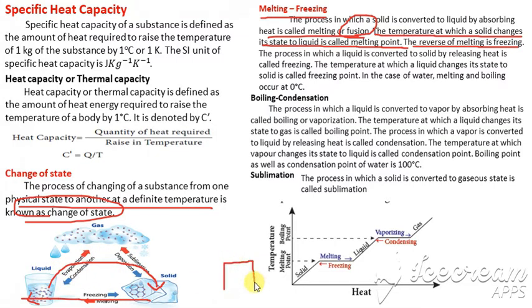So liquid converting into solid, we know when you keep any water in the freezer, it becomes ice cubes, is it not? That is called freezing. The process in which liquid is converted into solid by releasing heat is called freezing. The temperature at which the liquid converts into solid is called the freezing point. Solid converting into liquid is melting, and that temperature is the melting point. Liquid converting into solid is freezing, and that is the freezing point.